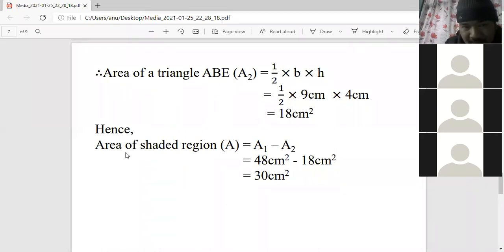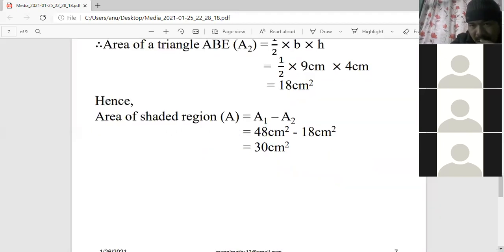Now, area of shaded region means area of trapezium is A1, area of triangle is A2. A1 minus A2 will come here 30 centimeter square. Are you clear? Hello children. Have you understood this solution? Yes, sir. Good. Now let's move to next one.